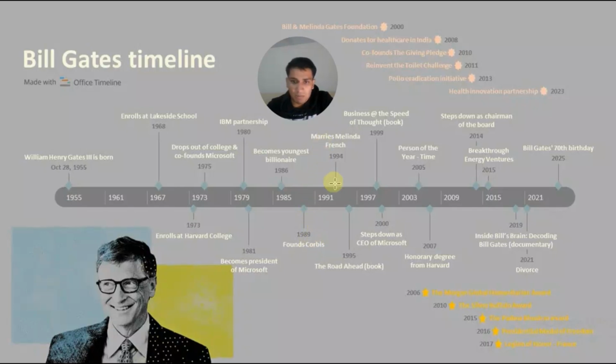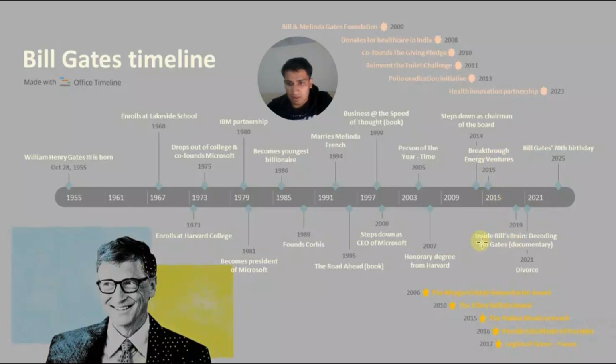And similarly, he married Melinda, and then he ran into conflict with the administration of the USA, and then he stepped down as CEO. And similarly, he wrote several books, and you can see in 2005 he also became Person of the Year. In 2007 he was awarded an honorary degree from Harvard, and then in 2014 he stepped down as chairman of the board, and decided to start philanthropy services as well. And then Breakthrough Energy Ventures, similarly.